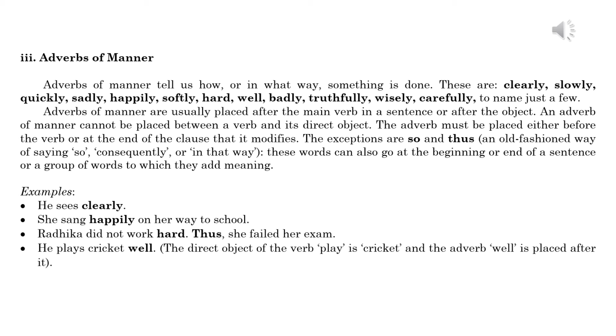Examples: He sees clearly. She sang happily on her way to school. Radhika did not work hard. Thus, she failed her exam. He plays cricket well. The direct object of the verb play is cricket, and the adverb well is placed after it.